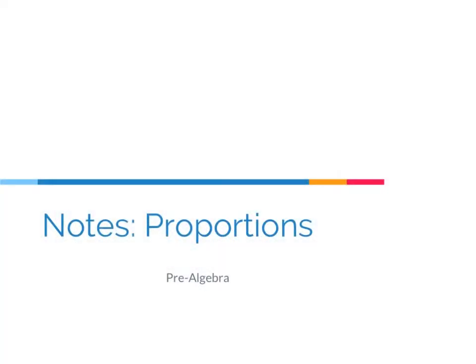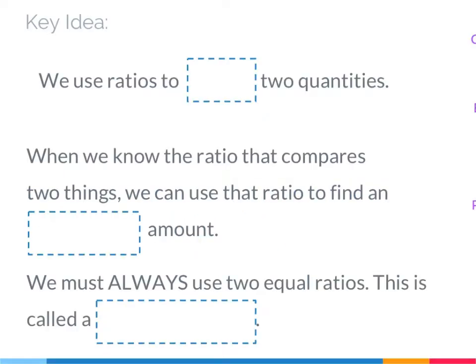Welcome back to proportions. Let's get started with a key idea. Some key ideas when we're talking about proportions: remember that we use ratios to compare two quantities. When we know the ratio that compares two things, we can use that ratio to find an equal amount. And we must always use two equal ratios. When we have two equal ratios, we call that a proportion. Let's take a look at example A.